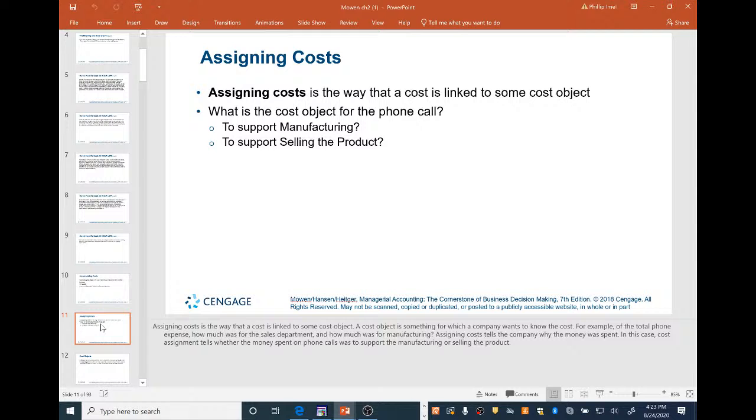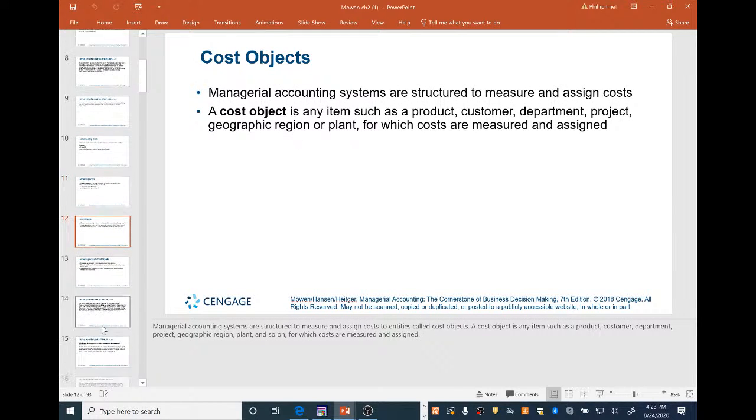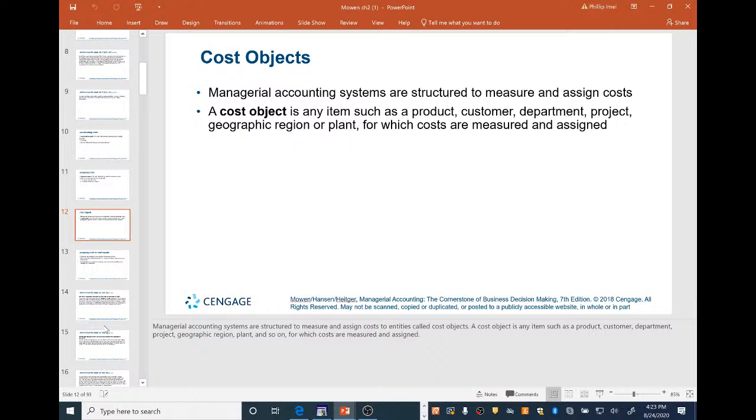You sure? Okay. So cost objects, a little more on this. Pretty much managerial accounting systems are structured to measure and assign costs. A lot of the work's been done in the coding already. These systems are awesome once you get out there and start working. It pretty much does everything for you for the most part. You still have to know the theory behind it and know what you're doing to be able to input the data into it.